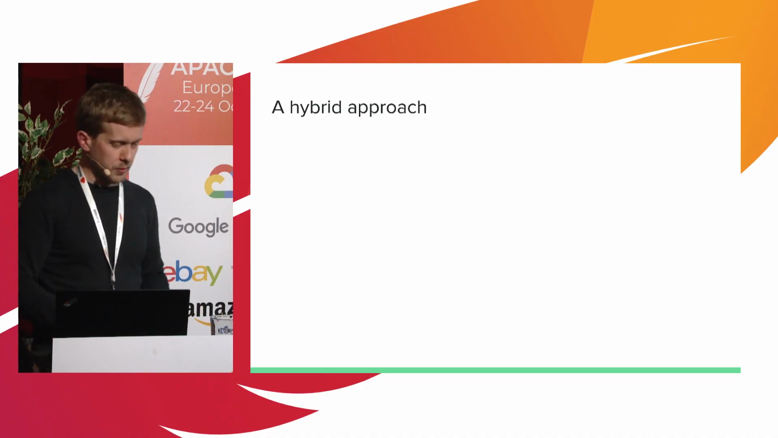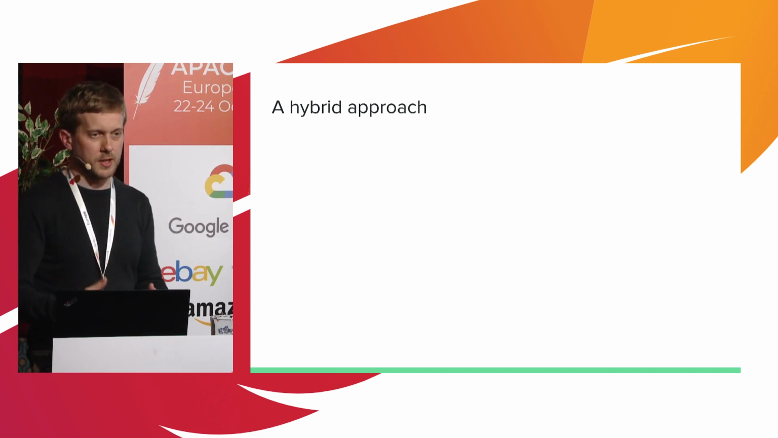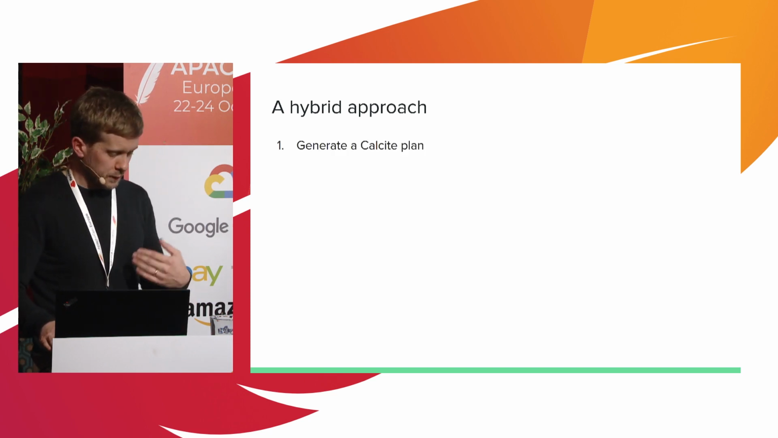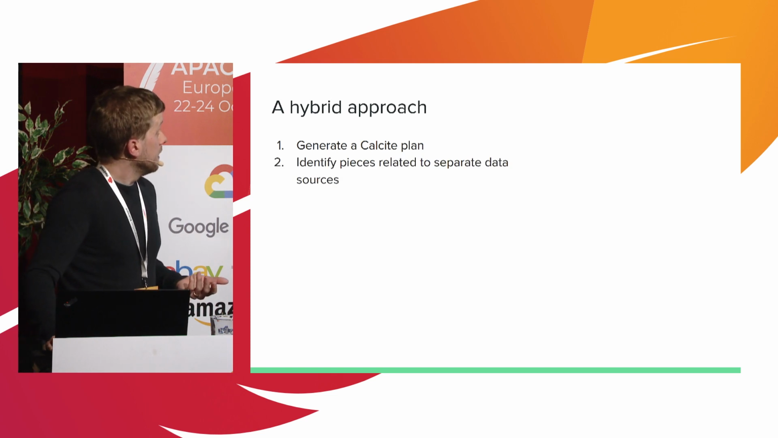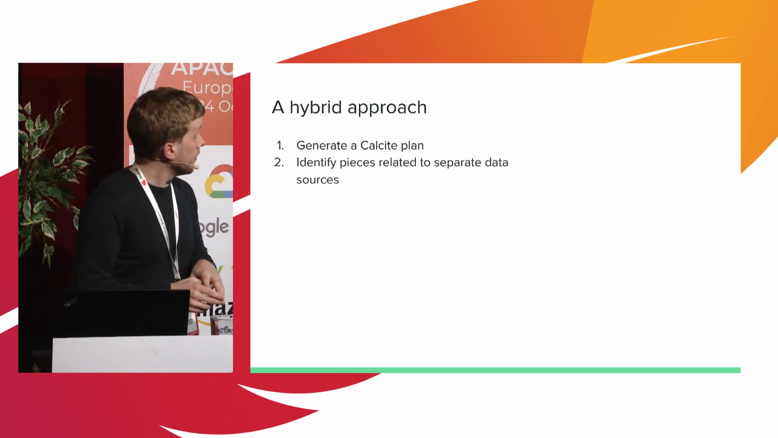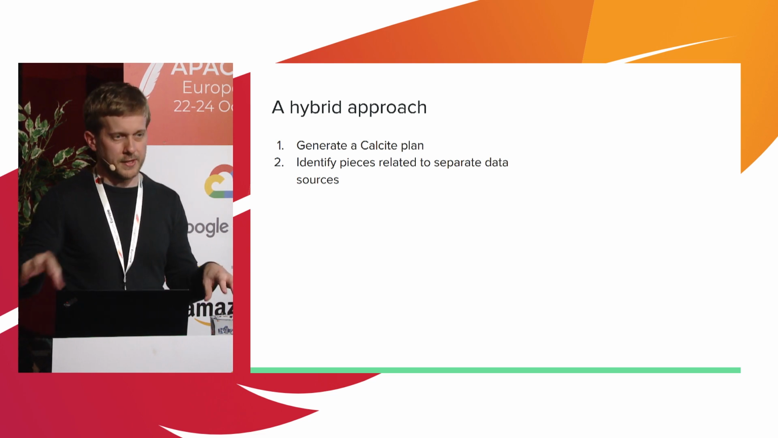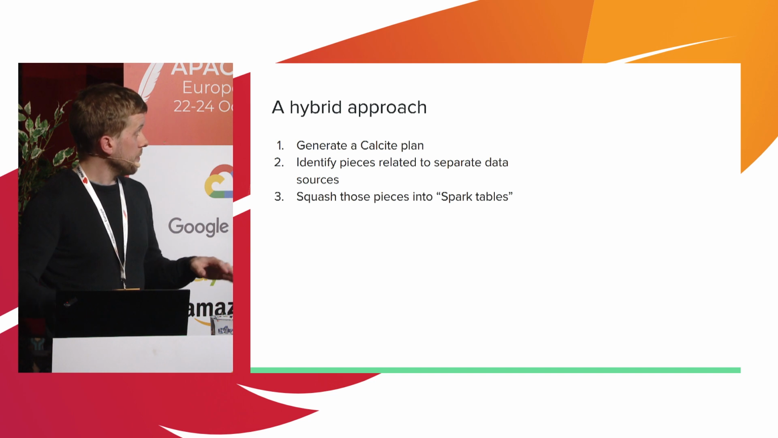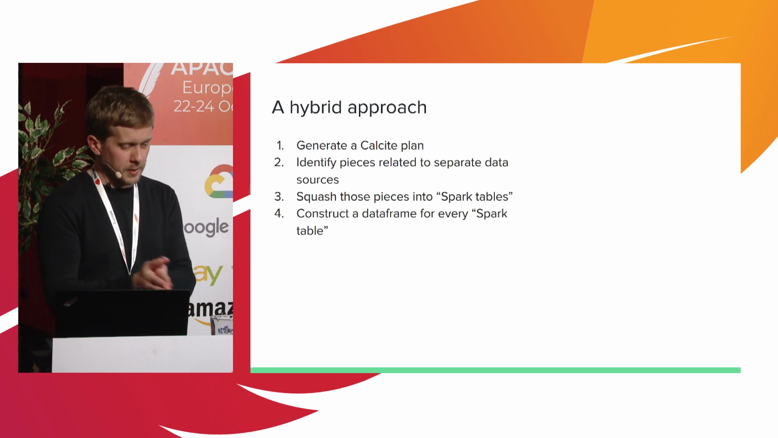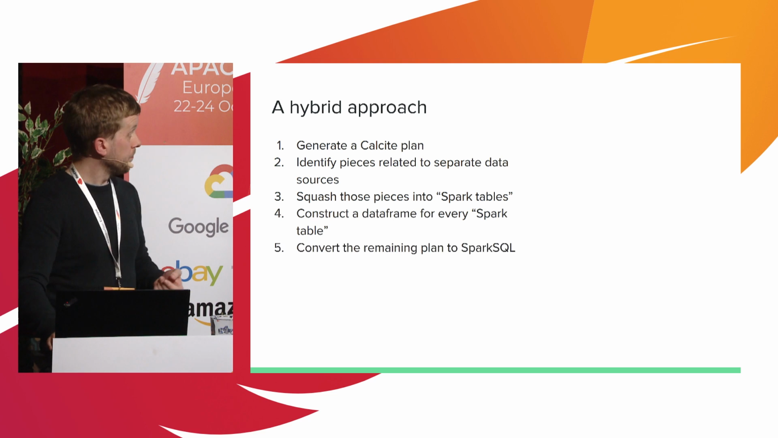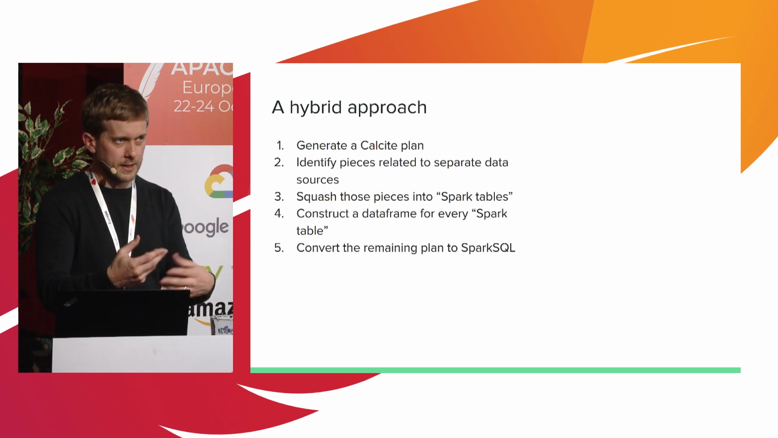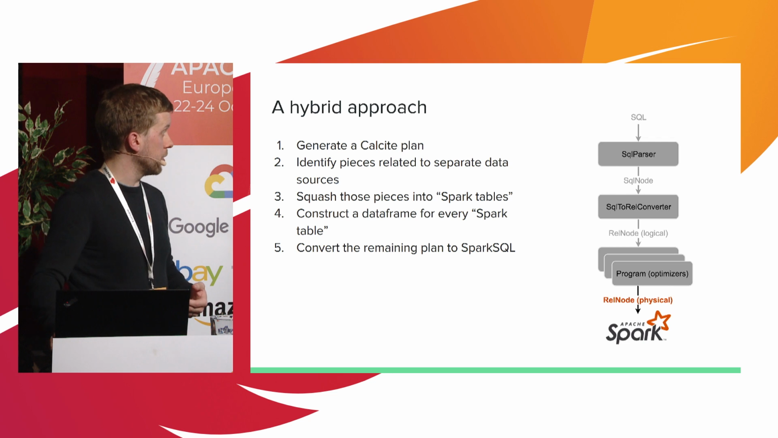So we decided to take another approach, and it combines a little bit of the ideas from these different integrations that exist already. So the first thing, of course, is to generate a Calcite plan. That's fair enough. Then the idea would be to identify the pieces inside of this plan which relate to the separate data sources that we're actually connecting to. We would squash those individual pieces into what we call Spark tables. For every one of these Spark tables, those then become Spark data frames. And then whatever's left of the plan will convert into Spark SQL, which will then be executed in the cluster.